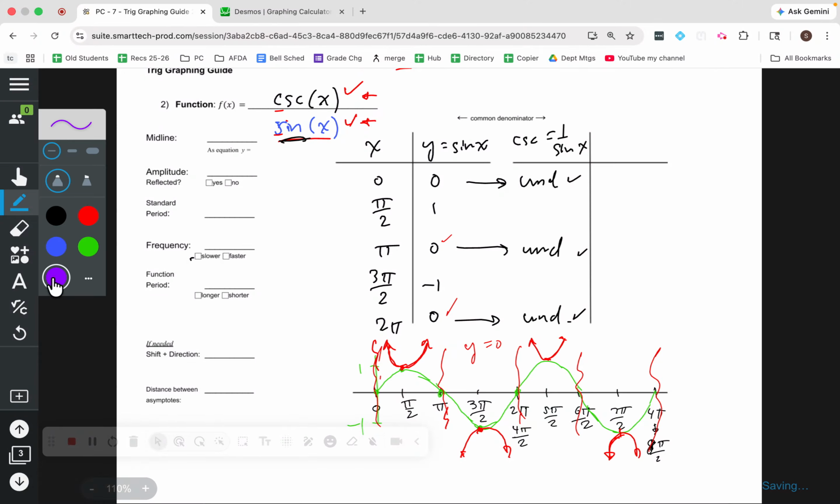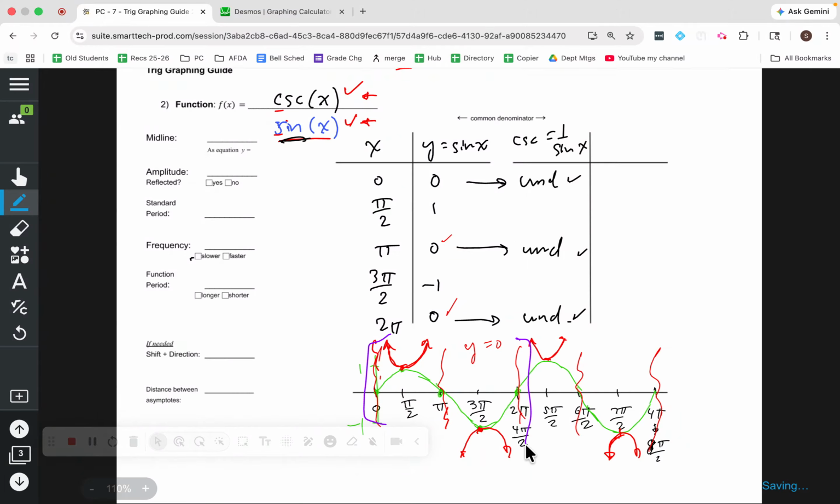So technically speaking, this is one period of cosecant, because this is what repeats itself. One period is technically 2 pi, the standard period. We didn't modify it with any frequency, okay? The distance between the asymptotes is actually pi, because there's an asymptote that splits the period in each case, right? From here to here, it splits right there.